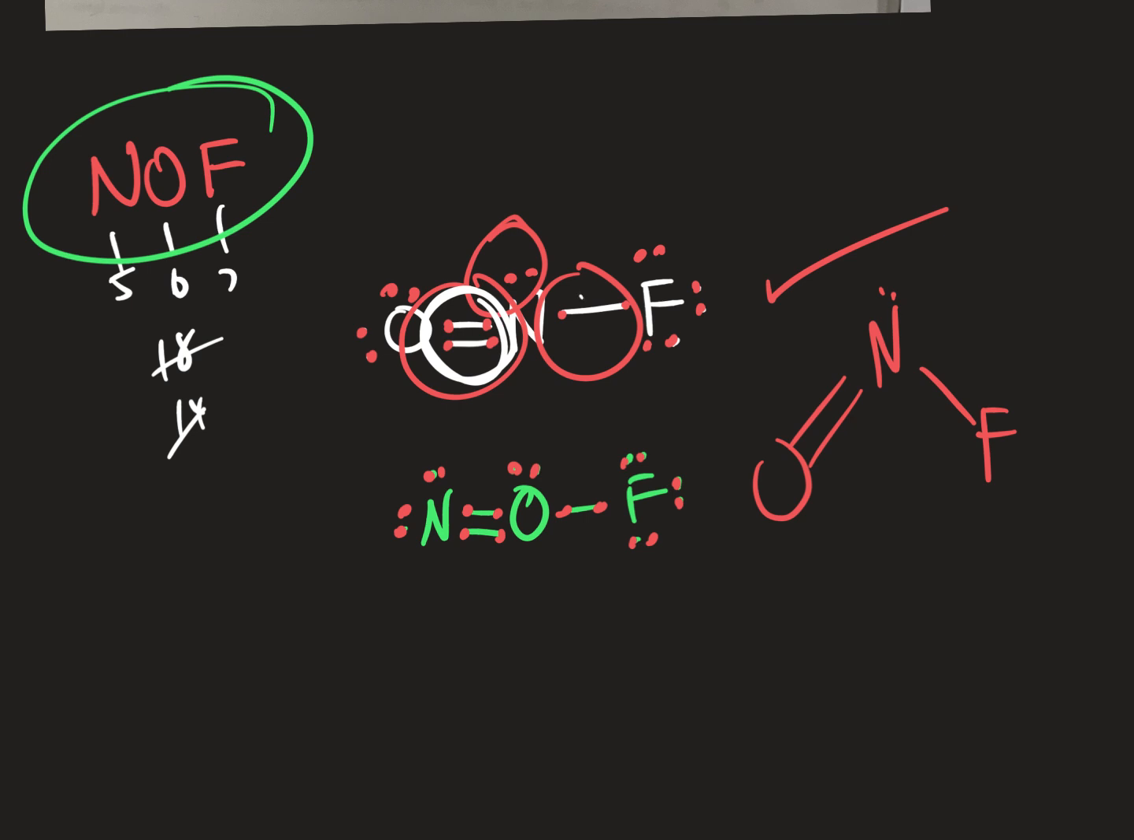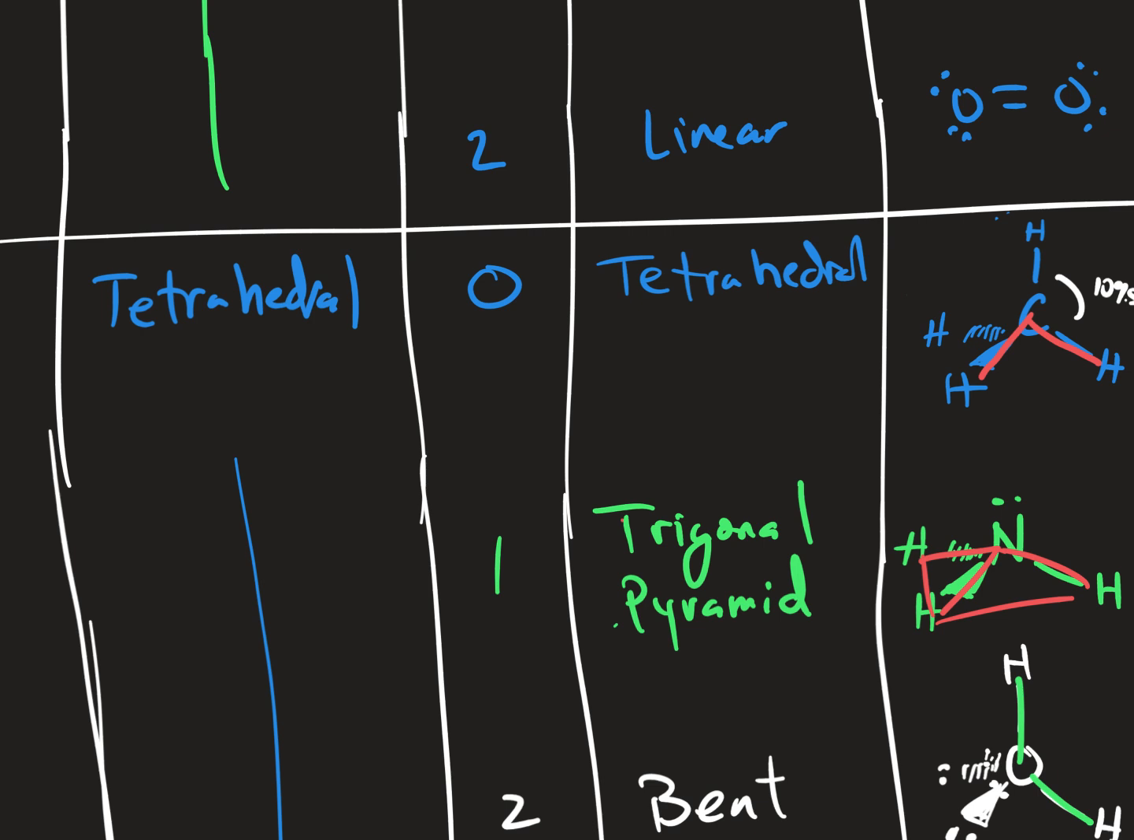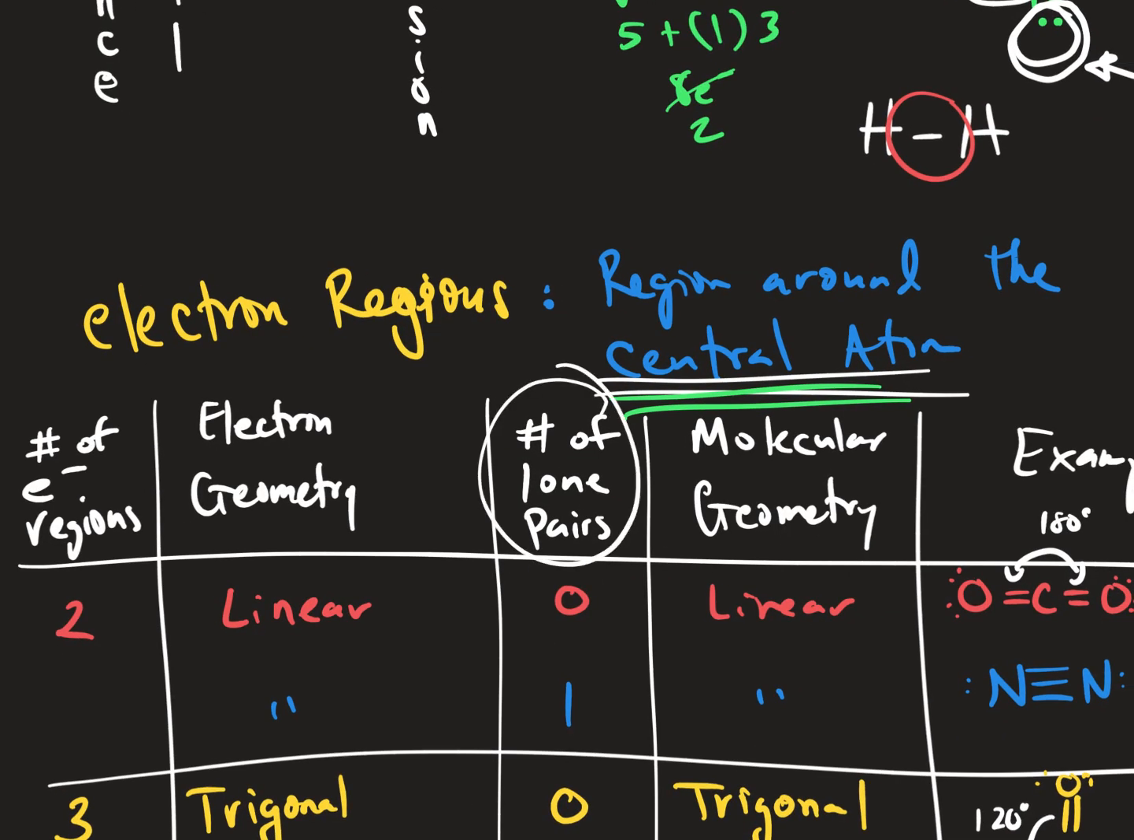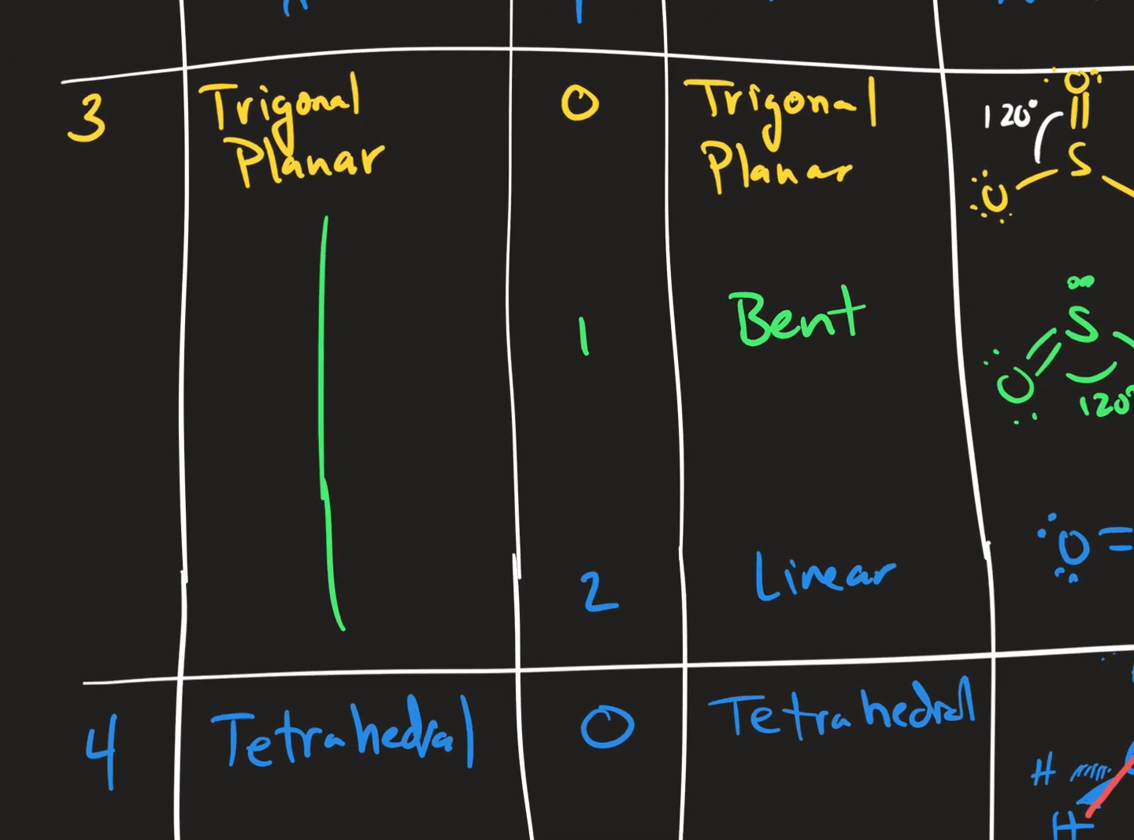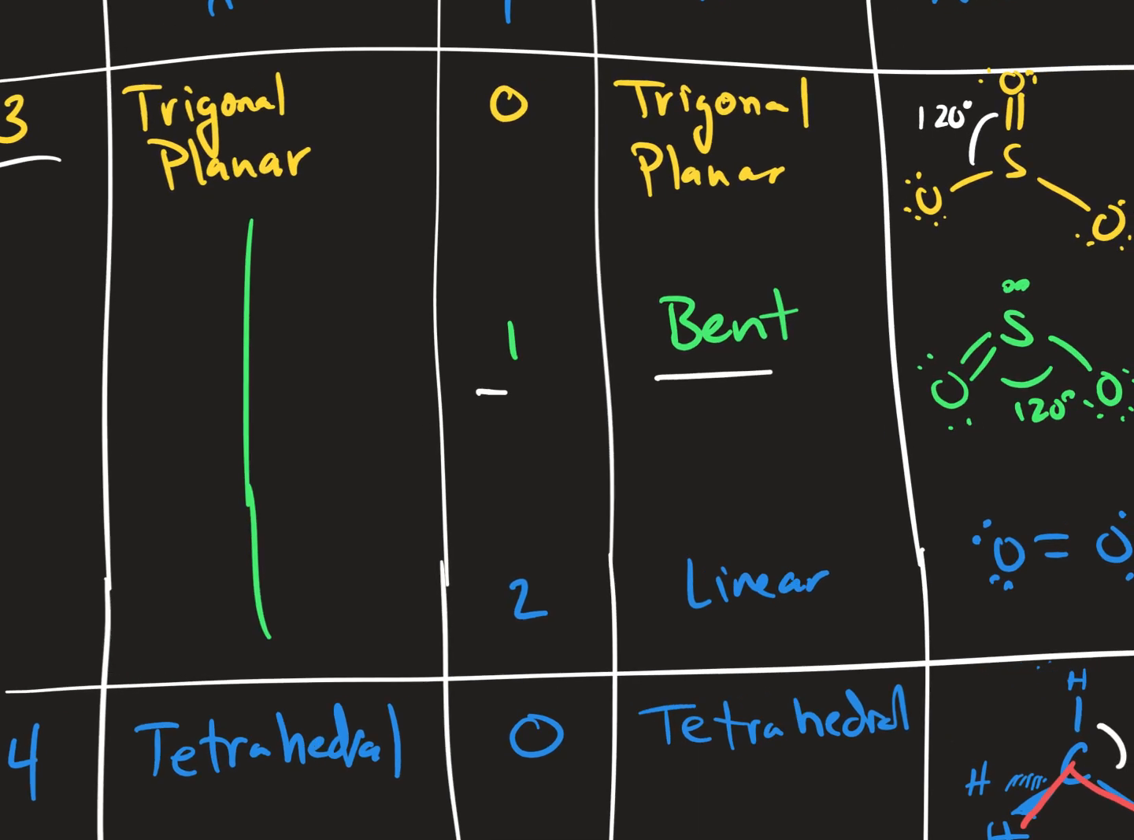So the total regions then? One right here, two right here, and you've got the lone pair. That's a region of electrons around the central atom, even though it's not connected to anything. That's right. So if you look on our chart, we're talking about number of regions, or sorry, number of lone pairs. So we have 3 regions right here and 1 lone pair. That's bent. Okay, good?